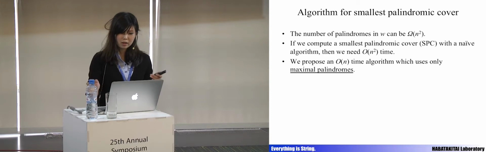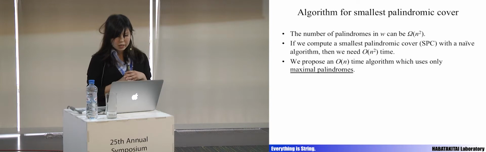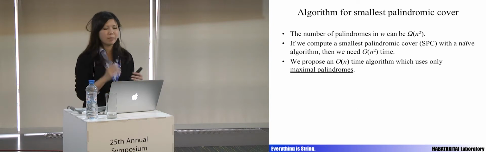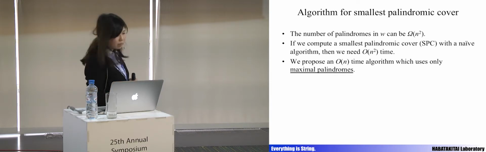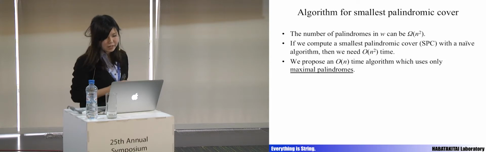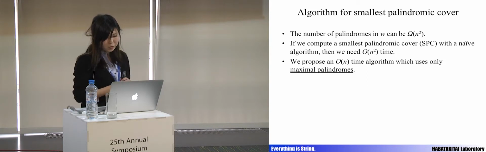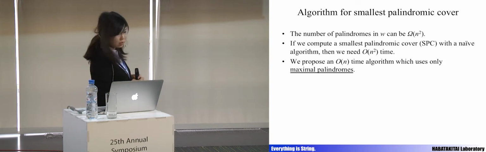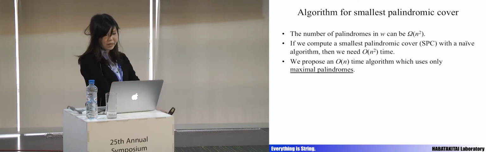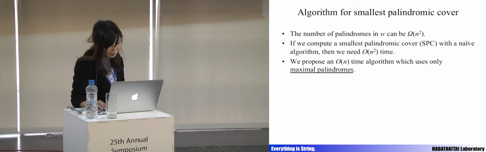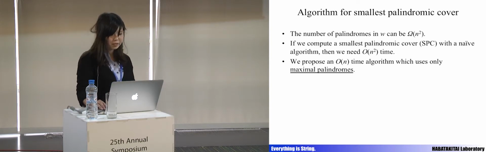Now, I explain the basic idea of our algorithm. It is not difficult to see that the number of palindromes in a string can be quadratic. And therefore, a naive algorithm to compute SPC takes over n squared time. However, we show how to compute it in linear time using only maximal palindromes. In the next slide, I explain what maximal palindromes are.